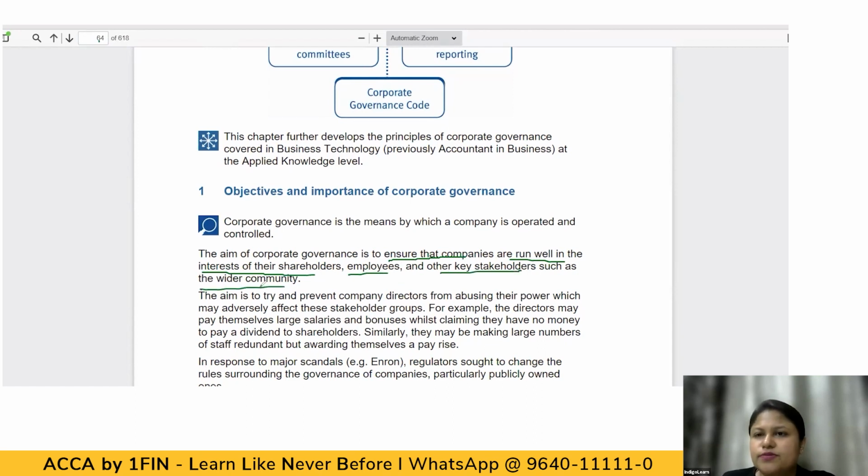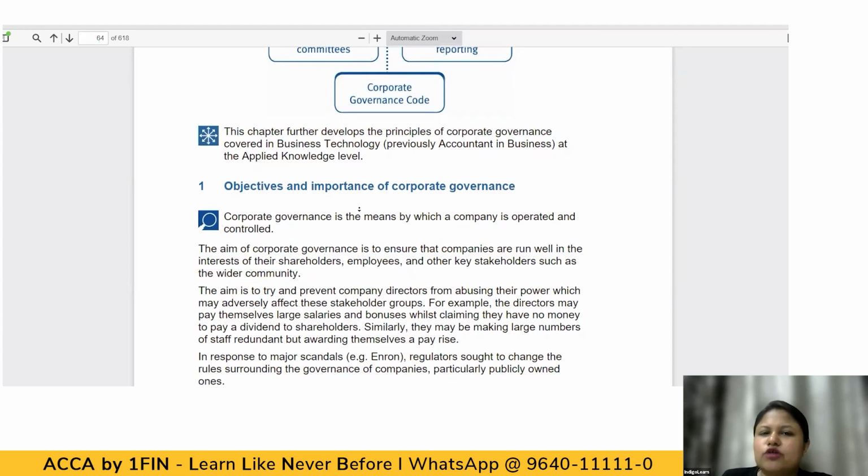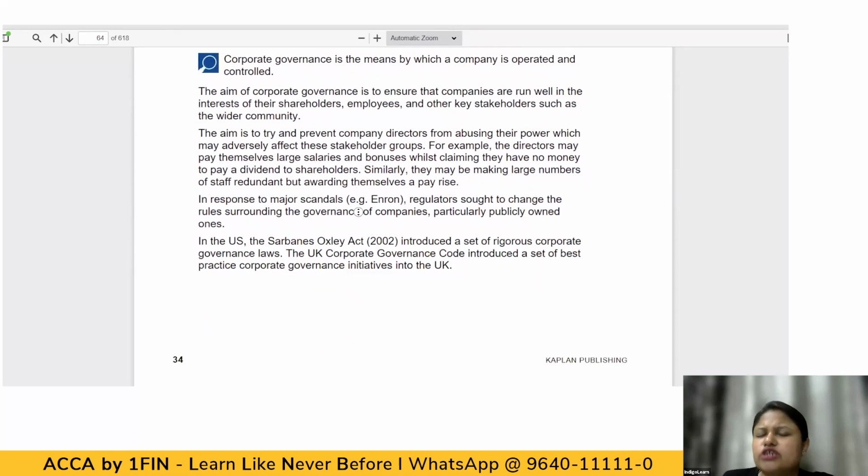Because here the ownership is different, management is going to be different. So whatever they do inside, it should be beneficial for all the stakeholders. The aim is to try and prevent company directors from abusing their powers, which may adversely affect the stakeholders. So they could try to do some kind of manipulation, try to fill their pockets, because of which in the end the stakeholders will lose money. So that kind of thing should not happen.